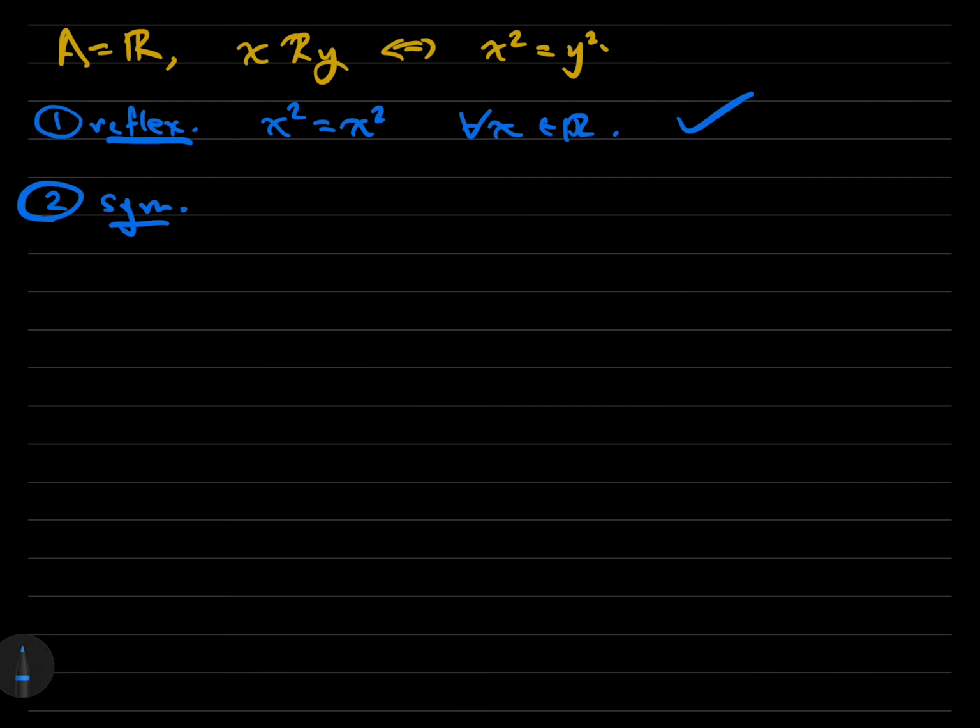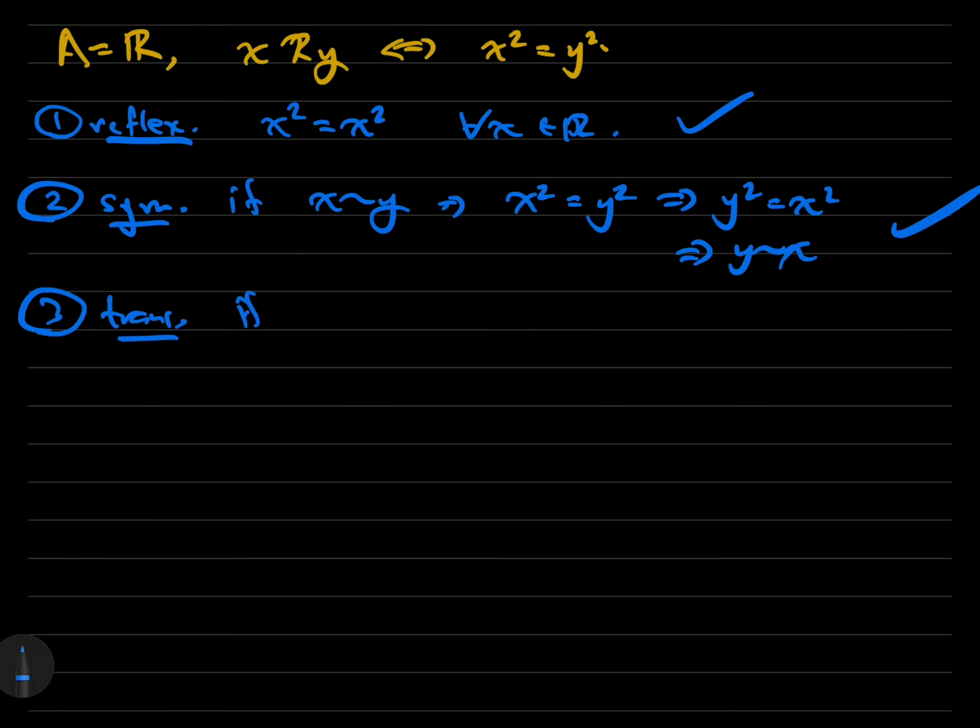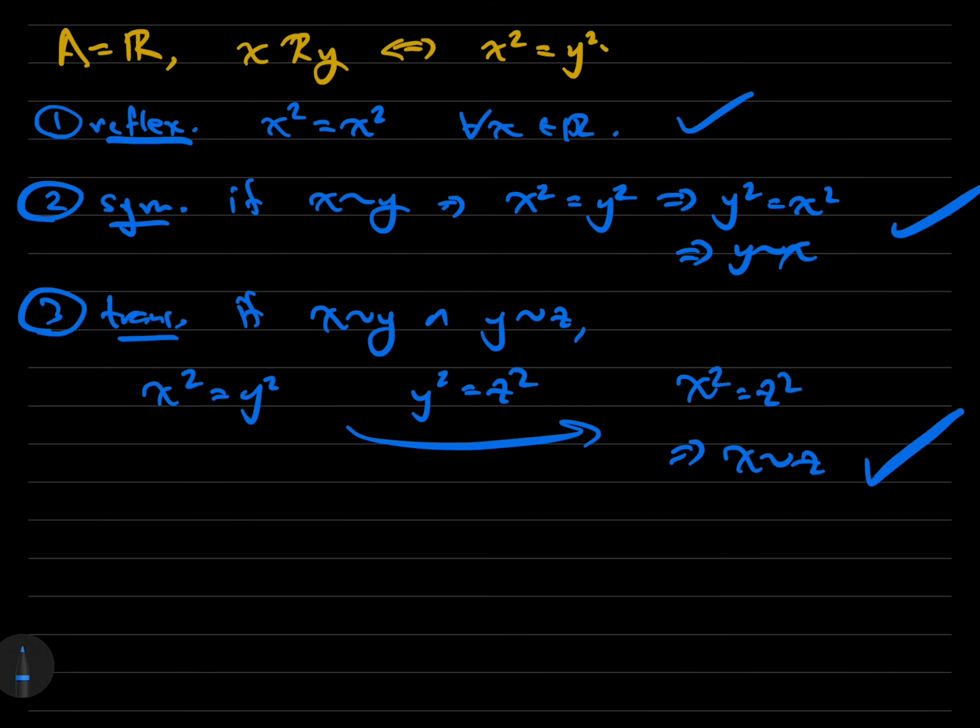Let's check reflexive. Notice for any x, x squared equals x squared, so yeah, it's reflexive. Notice that if x squared equals y squared, then y squared equals x squared, so it's symmetric. Now finally, note that if x squared equals y squared and y squared equals z squared, then x squared equals z squared, so it's transitive.